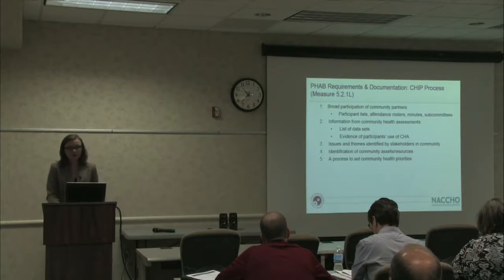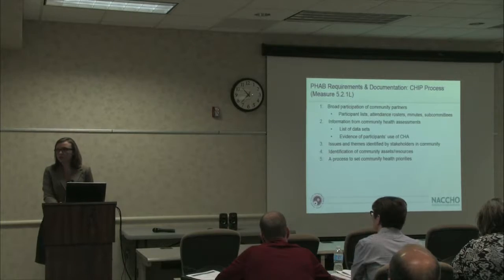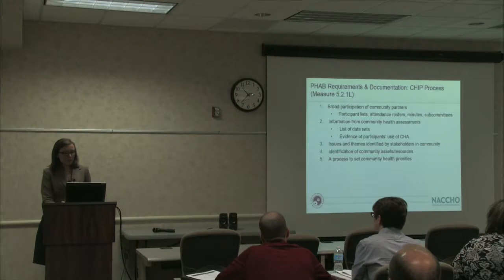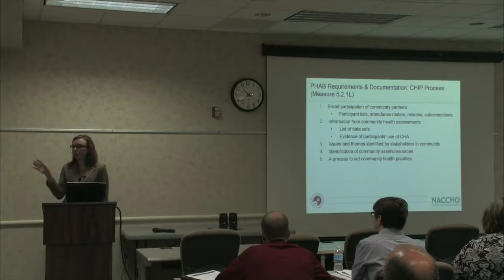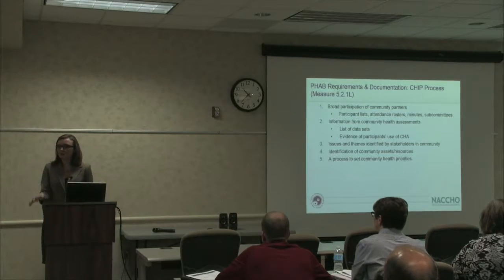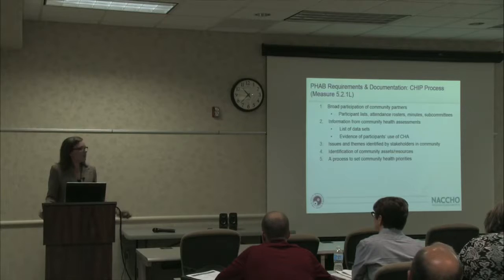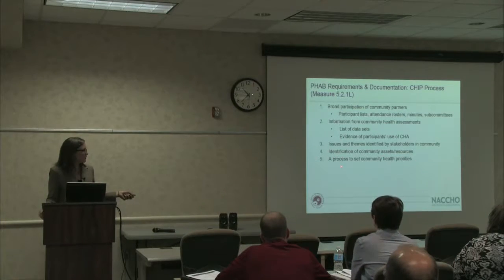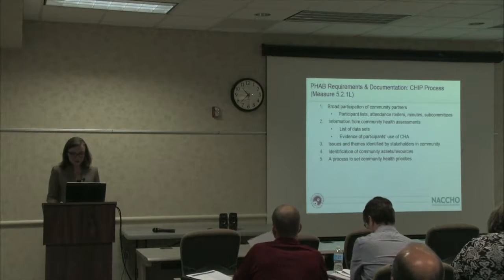Information from the community health assessments needs to go into your CHIP. So there needs to be space in your CHIP indicating how you use the CHA to develop it. Issues and themes identified by stakeholders in the community, which is sort of how you worked to identify what the major areas you were going to focus on were. And then the process to set those health priorities, and then what resources exist to address them.